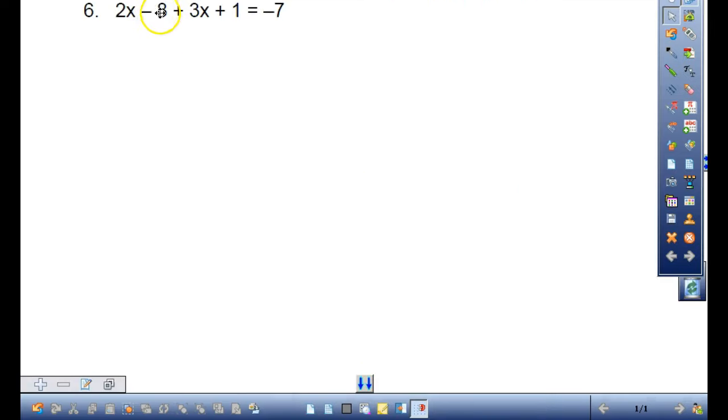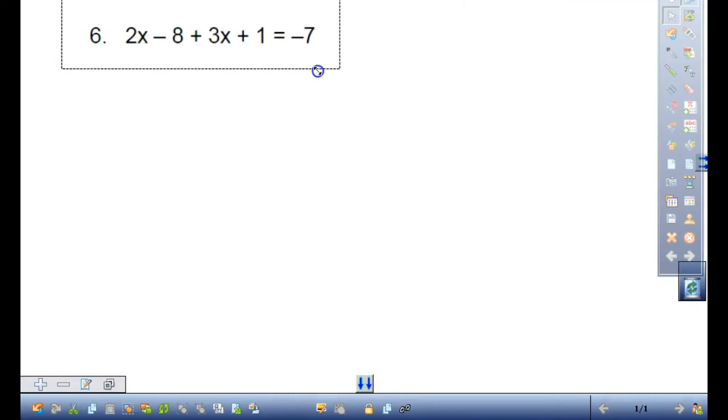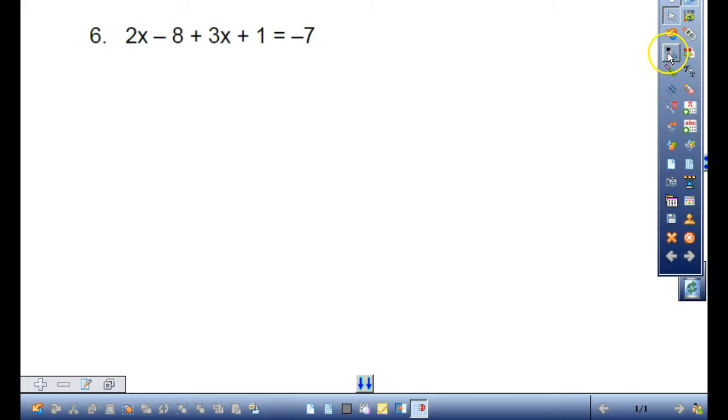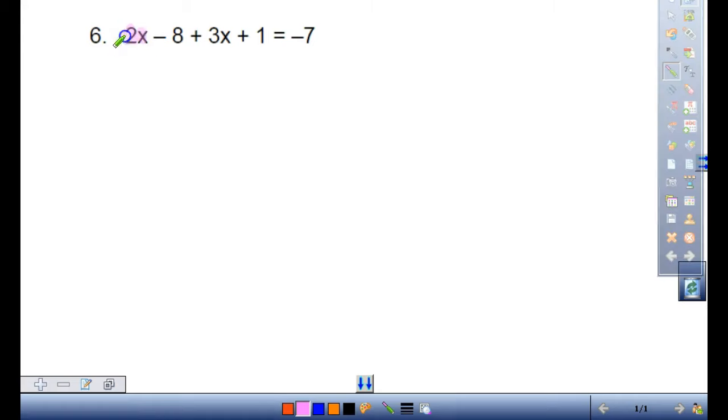Work on another page here. There we go. Okay, so what you want to do first is simplify the same side. If there's any variables or numbers that are on the same side, so there's a 2x and 3x, those you want to group together, and there's a -8 and there's a +1, you want to group those together and simplify. I'm not doing anything to both sides. I'm not going to subtract 2x, add 8, minus 3x, or subtract 1. I'm not doing that yet.